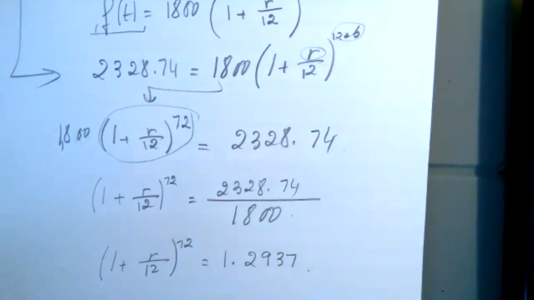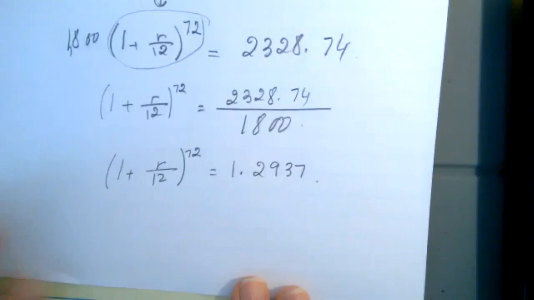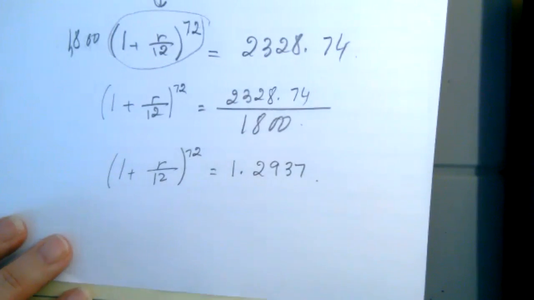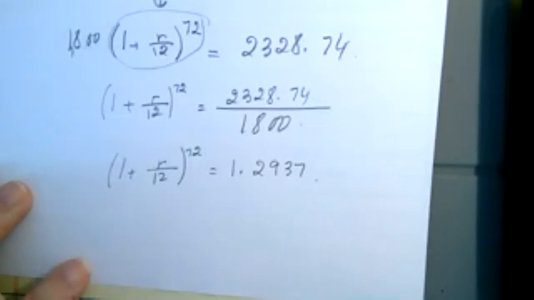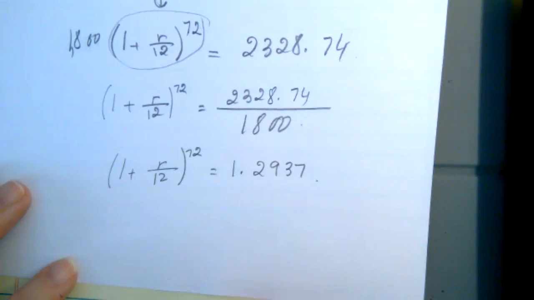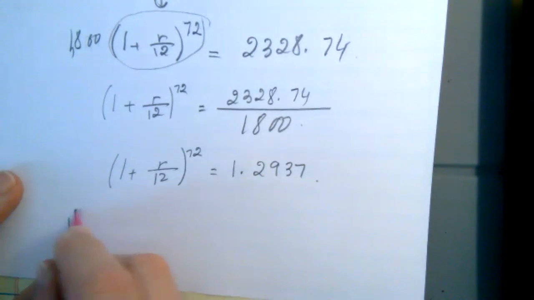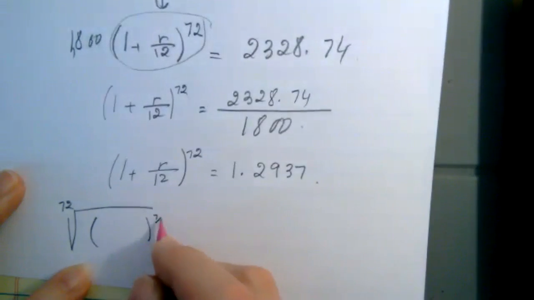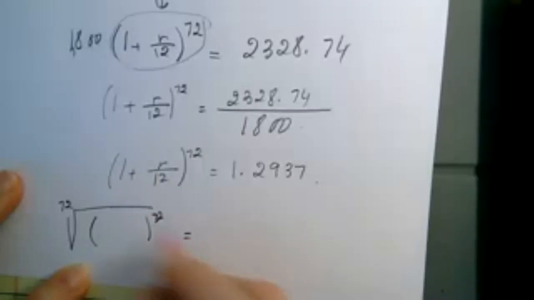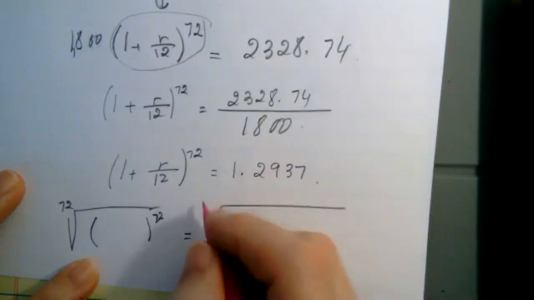And now, what am I supposed to do? I have to the power 72. Root it, the 72nd root. Right, we have to take the 72nd root. We don't really have any way out. So 72 equal the same.